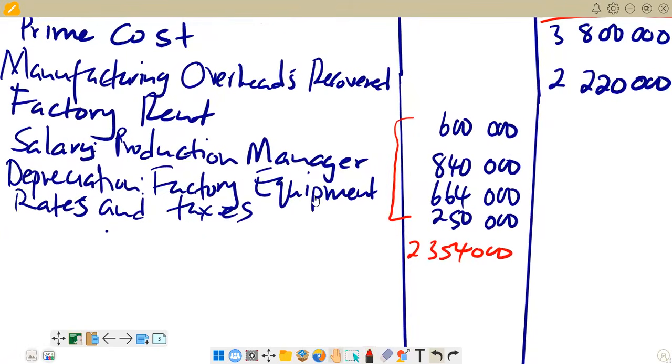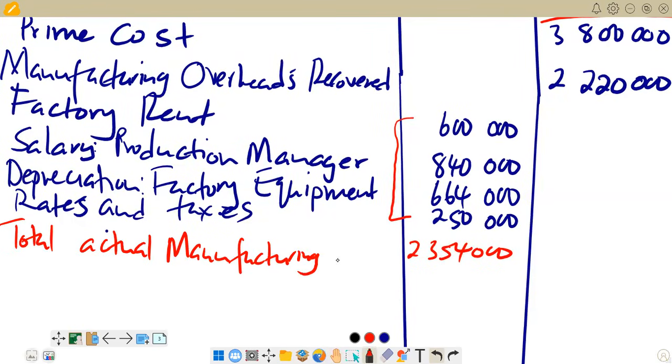So this figure, we are going to call it the total actual manufacturing overheads. This is the figure that we have, 2,354,000. We compare it with this one, 2,220,000. And as we compare them, we can see that this one is greater.